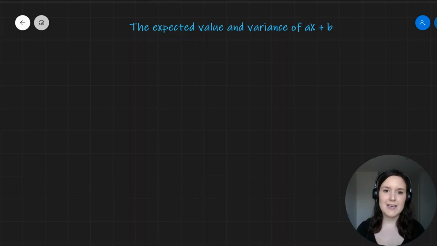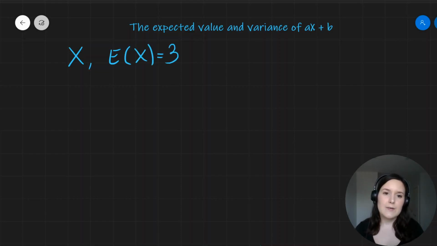Hi, I will explain the expected value and variance of ax plus b. Okay, let's say that we have a random variable and its expected value. Say the expected value is 3. And now I would like to find the expected value of ax plus b.